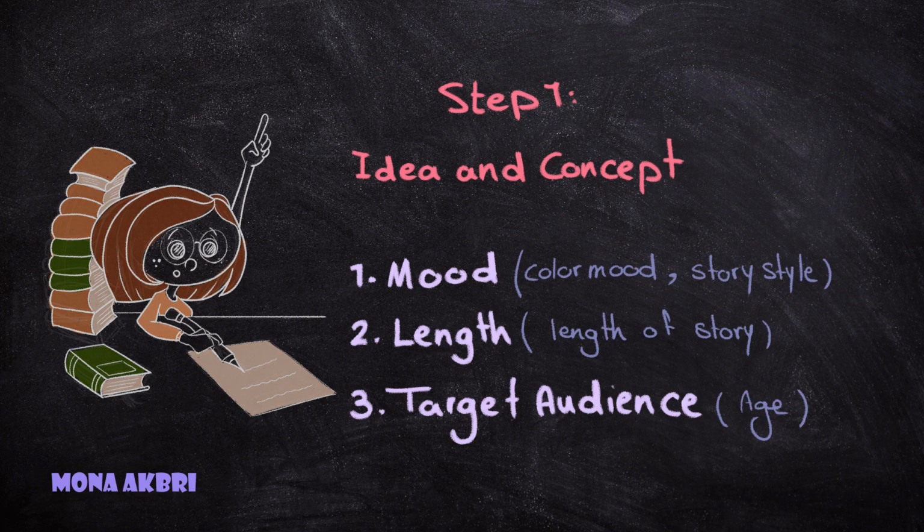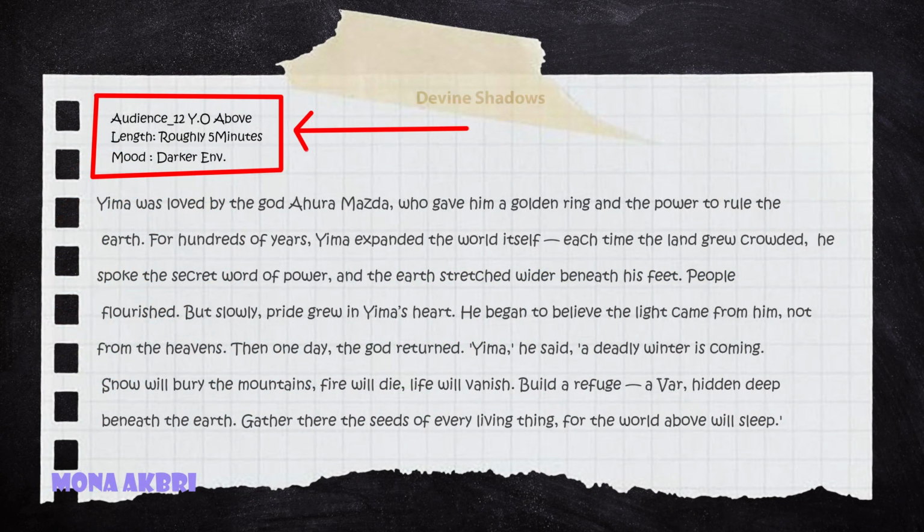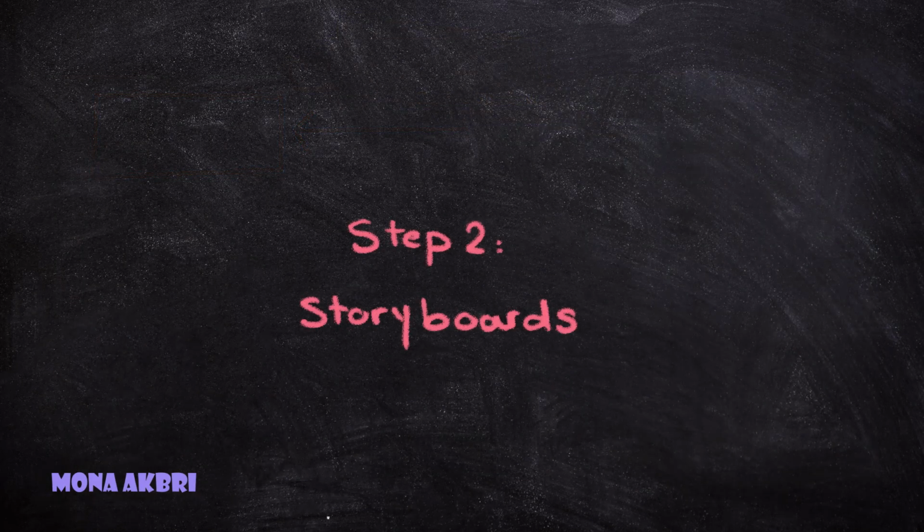For example, mine is this. I know the target audience, I know the mood, and I know the length. I have thought thoroughly about the script and I have written text. It's about a legend from old Persia. Now what should I do with this script? The second step goes to storyboard.